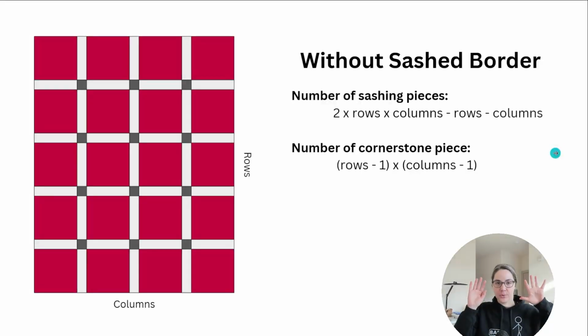Okay, so that's it for sashing pieces. We're not going to talk about diagonal layouts, on-point layouts, which are a completely different beast. That'll be a different video at some point in the future. But we do need to talk about border calculations and some best practices surrounding that, because I see a lot of different ways to do this.